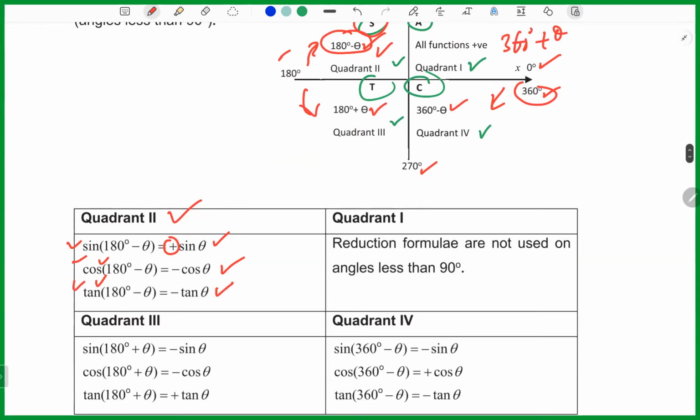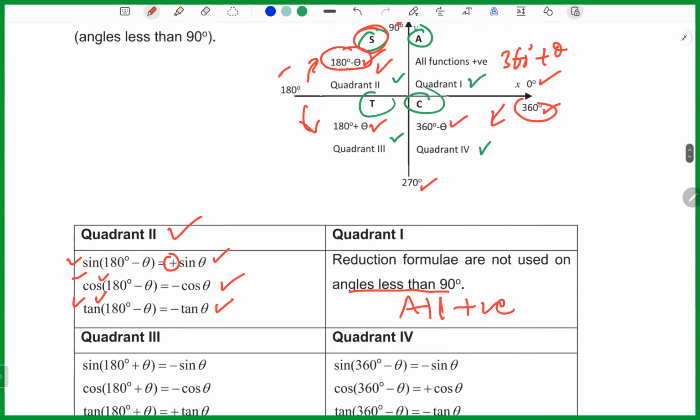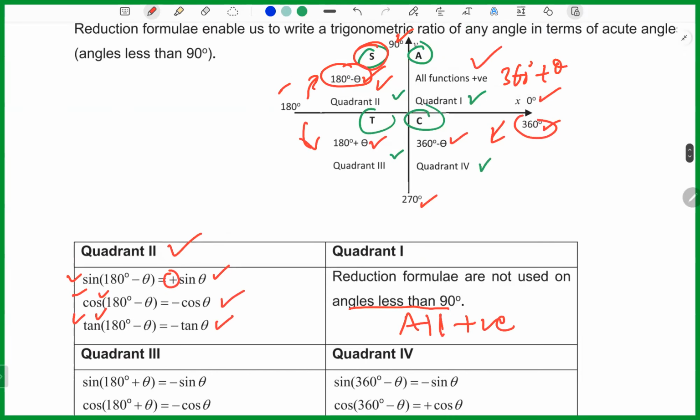Okay, if you look into quadrant 1, the reduction formulae are not used on angles less than 90 degrees. On angles less than 90 degrees, there's just the statement that the reduction formulae are not used. The understanding is that on angles less than 90 degrees, obviously all the trigonometric ratios are positive. So it becomes very pointless to even begin to deal with those angles that are in the first quadrant. Everything obviously becomes positive. But we shall have a discussion on that.